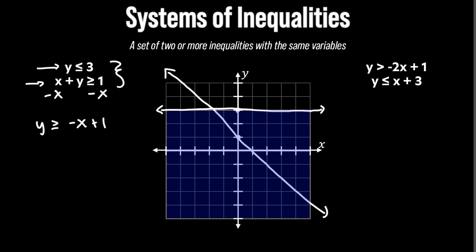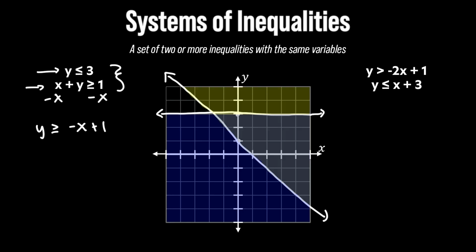Now, the value of y is greater than the value of this linear equation, so it's going to be this half plane above it. We've now graphed these two linear inequalities, and the solution is going to be the overlap of these inequalities, which is going to lie in the intersection of the two planes, which happens to be right here. So all of this region is the solution.